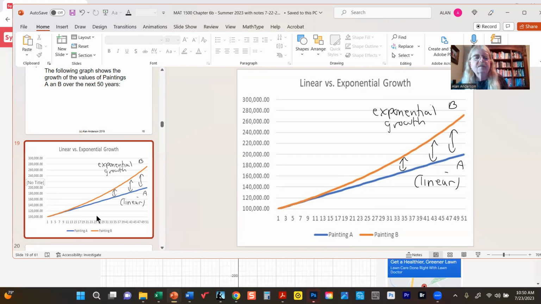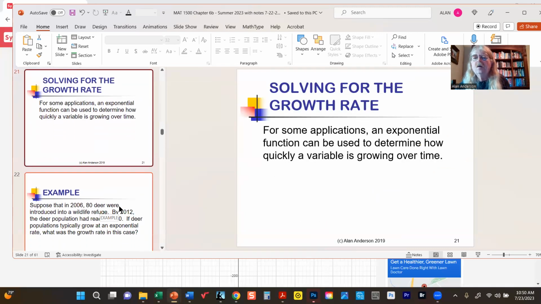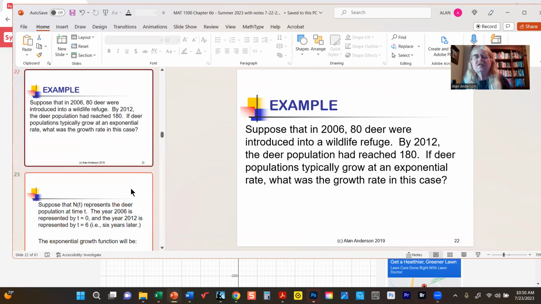All right. Now, often what we're interested in here is finding out what the growth rate is. In order to do that, we'll need to have observations at at least two different points in time. So here's a wildlife example, believe it or not. Suppose that in 2006, 80 deer were introduced into a wildlife refuge, and in 2012, the number had reached 180. Assuming exponential growth, what is the growth rate in this case? How fast is the population growing?